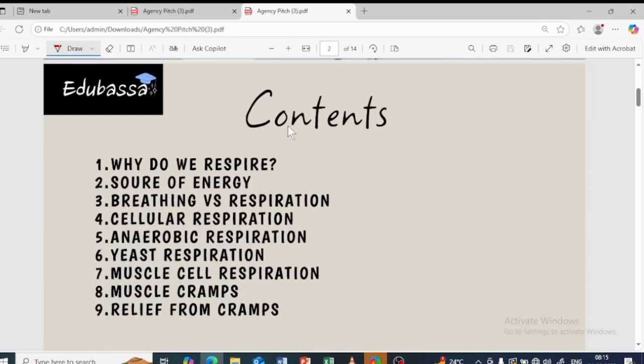So these are the content parts of it. We are going to learn how do we respire, what are the sources of energy, what do you mean by breathing and respiration, what is the difference between them, and what is cellular respiration, what do you mean by anaerobic respiration, how respiration takes place in yeast, what do you mean by muscle cell respiration, what are muscle cramps, and how do we get relief from cramps.